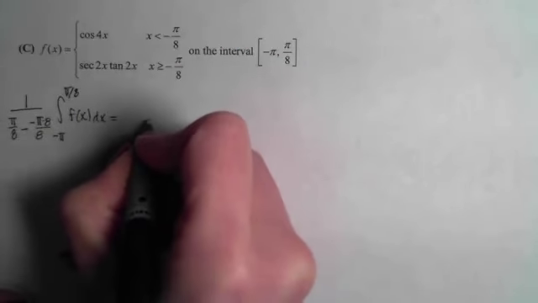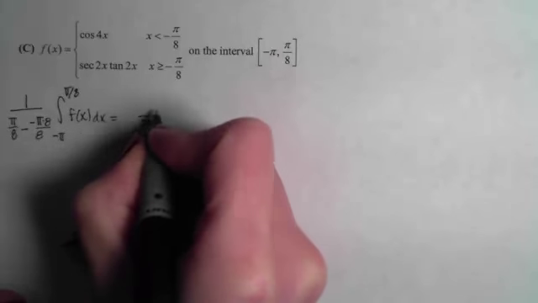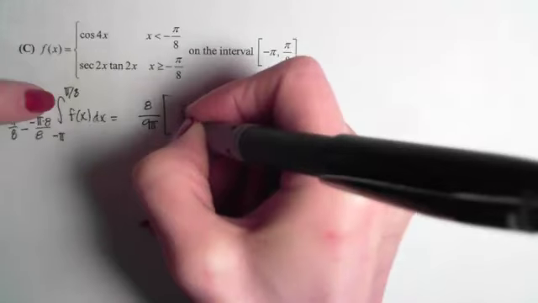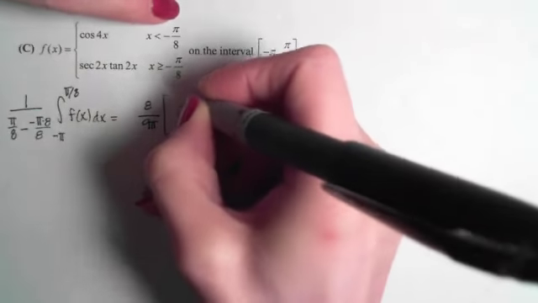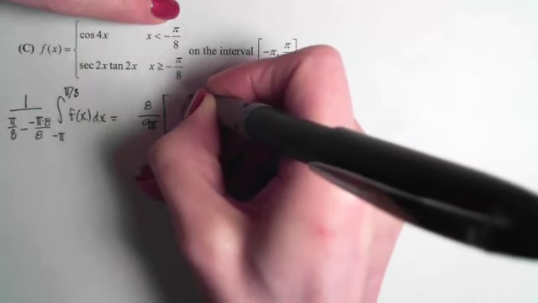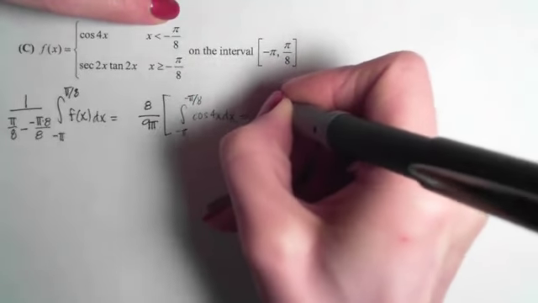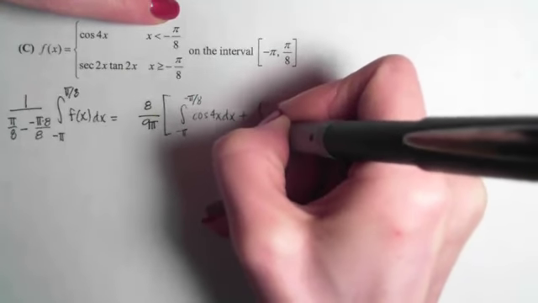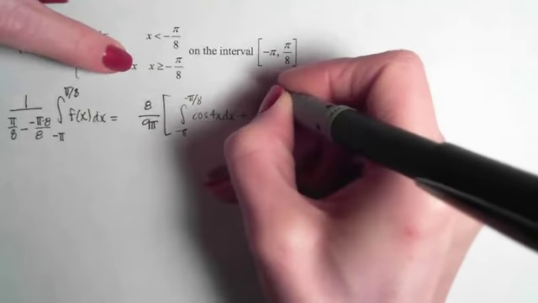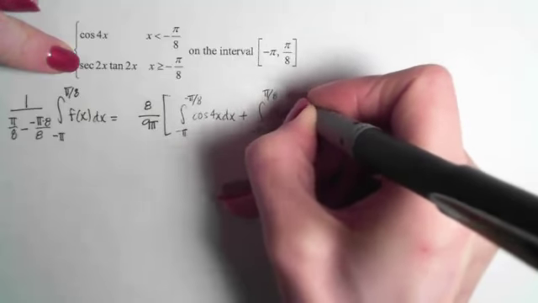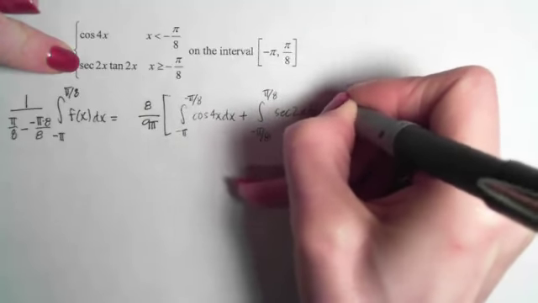I need an 8 over an 8, so it looks like I have a pi plus a, and 8 pi gives me a 9 pi, and then on the top I'll have that 8, and then I'll break the integral into 2. I can go from negative pi up to negative pi over 8 on cosine of 4x dx, and then I continue on from negative pi over 8 to positive pi over 8 using the secant of 2x tangent of 2x.